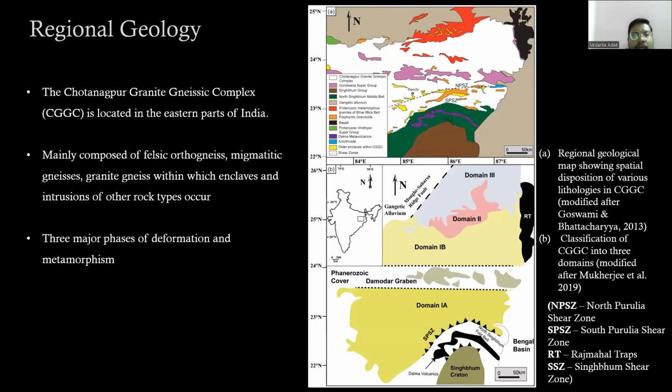Now, the current ultramafic rock has been taken from the Chotanagpur granite gneissic complex, which is a geological terrain located in the eastern part of India. It is a polydeformed, polymetamorphosed Proterozoic terrain, and the study is important because of its role in the amalgamation of India during the north-south amalgamation of India.